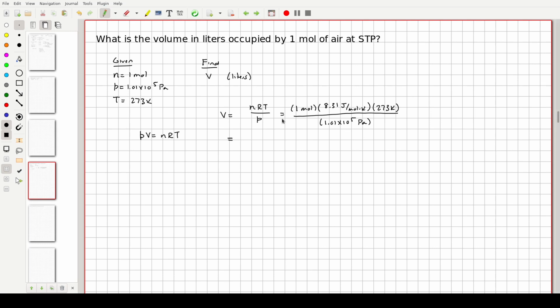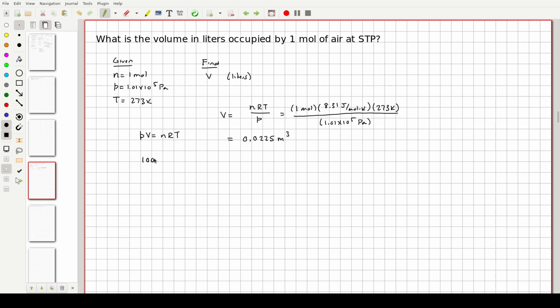So let me put this into my calculator here. 8.31 times 273, divided by 1.01 times 10 to the 5th pascals. And that is 0.0225 cubic meters.